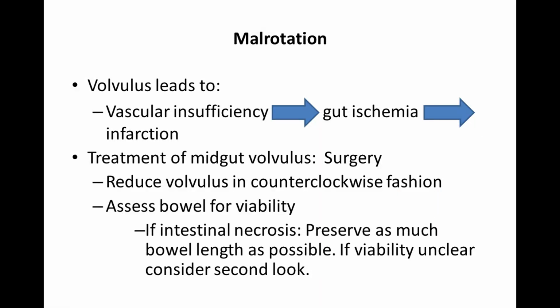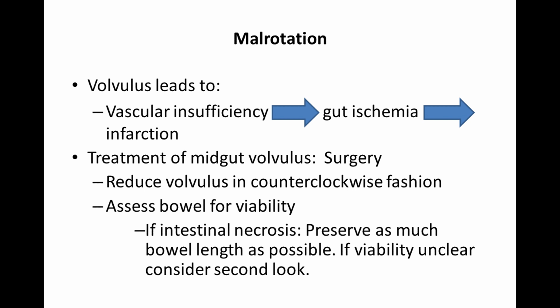As can be seen in this slide, vascular insufficiency from the twisting of the gut leads to ischemia, infarction, and tissue death. Treatment is surgical and involves reducing the volvulus in a counterclockwise fashion, known as a Ladd's procedure. Resection of any dead bowel with anastomosis occurs, and a bowel diversion may be necessary depending on what is found at the time of surgery.